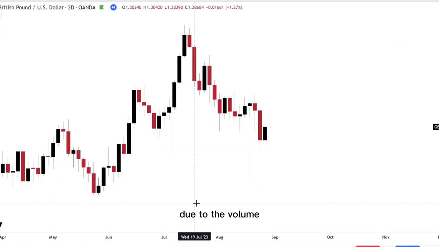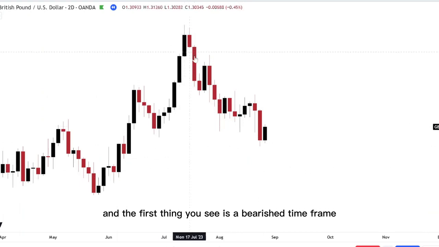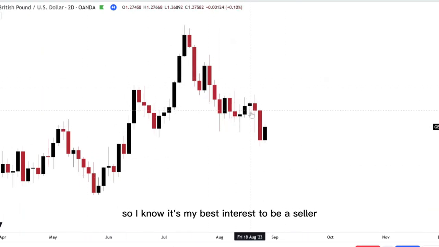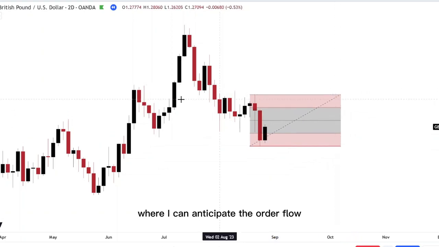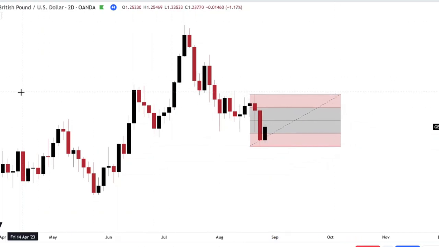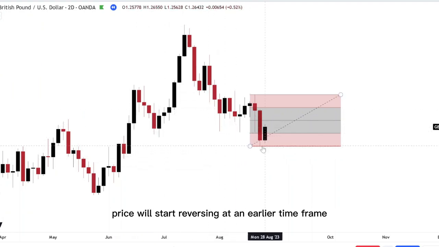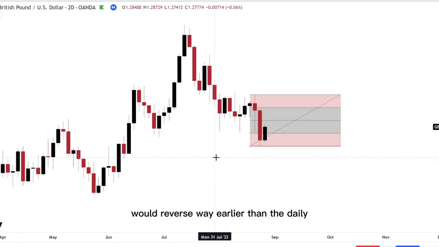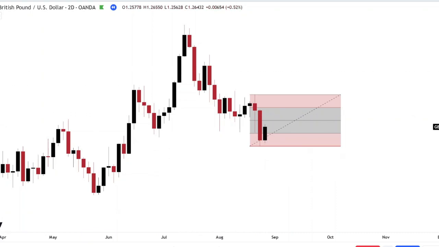Trading GBP USD, due to the volume, I'm using the 2-day time frame as my macro. And the first thing you see is a bearish time frame. So I know it's in my best interest to be a seller. So first thing I would do is mark up my danger zones. I'll mark up my levels where I can anticipate the order flow to start reversing. And of course, if you're using the 2-day time frame, price will start reversing at an earlier time frame. Of course, a 4-hour would reverse way earlier than the daily, and the daily would reverse before the 2-day. So I'll mark up my zone.